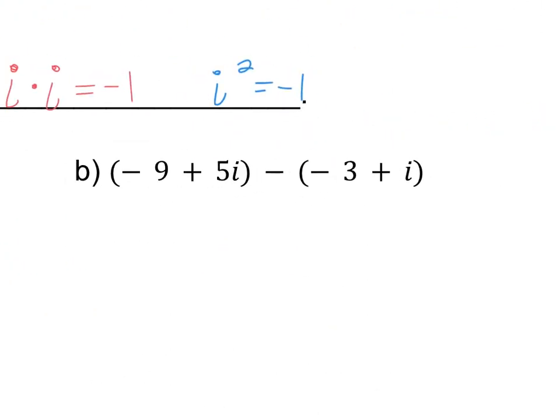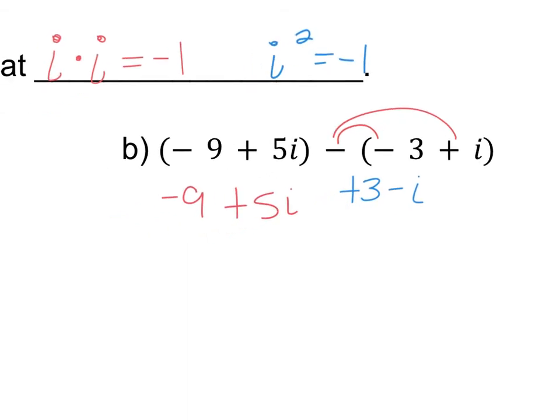Okay, this one's a little bit different. So since they're being subtracted, actually the second set of parentheses are doing something on this. So you have to distribute that negative. So this would give you negative times negative 3 is positive 3. Negative times positive i would give you negative i. And then I'm just going to drop down this other stuff.